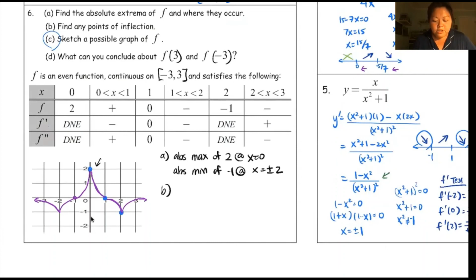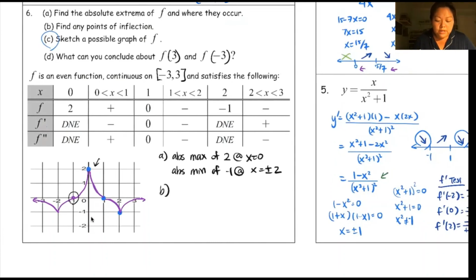Part B. Have a point of inflection? Yes, a point of inflection is where your concavity changes. So here and here are your points of inflection because your concavity went from concave up to concave down. So the points of inflection are at (1, 0) and (-1, 0). These are 2 separate points, I just wrote them as 1. Part C, sketch a possible graph. We already did that.